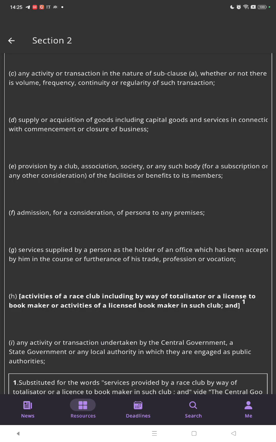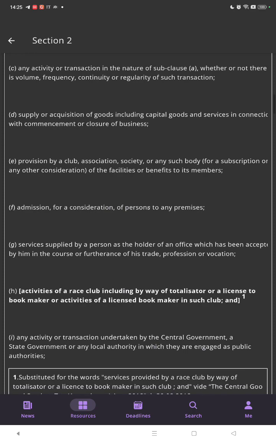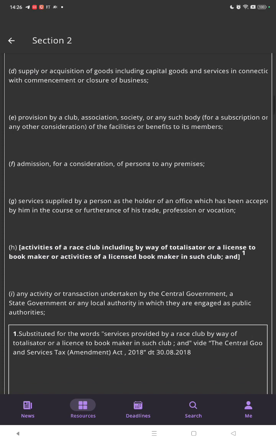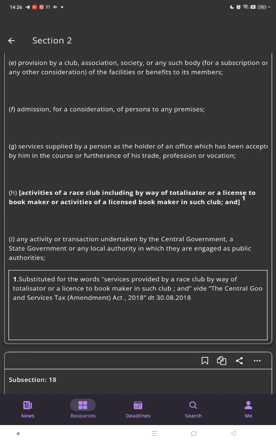Services supplied by a person as the holder of an office which has been accepted by him in the course or furtherance of his trade, profession or vocation. Activities of a race club, including by way of totalizator or a license to book maker, or activities of a licensed book maker in such club. And any activity or transaction undertaken by the central government or the state government in which they are engaged as public authorities.